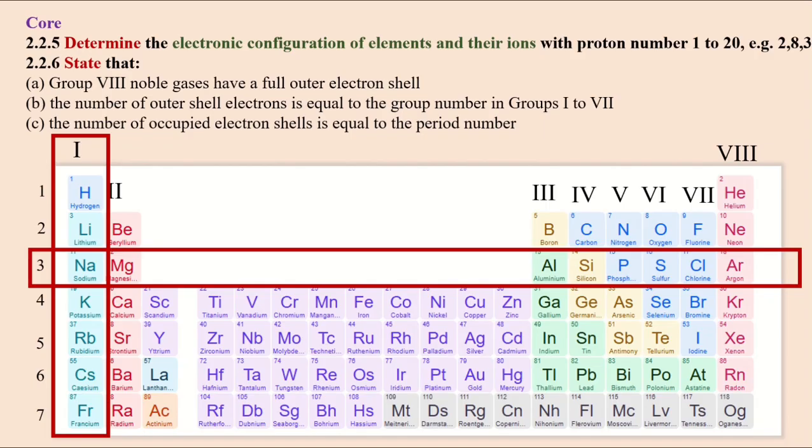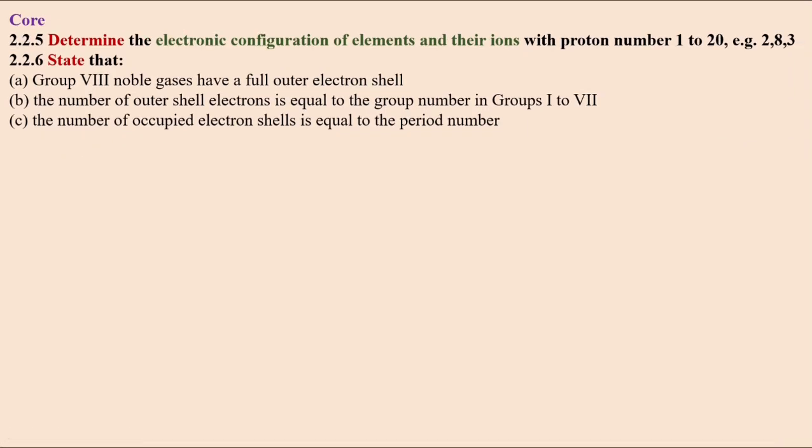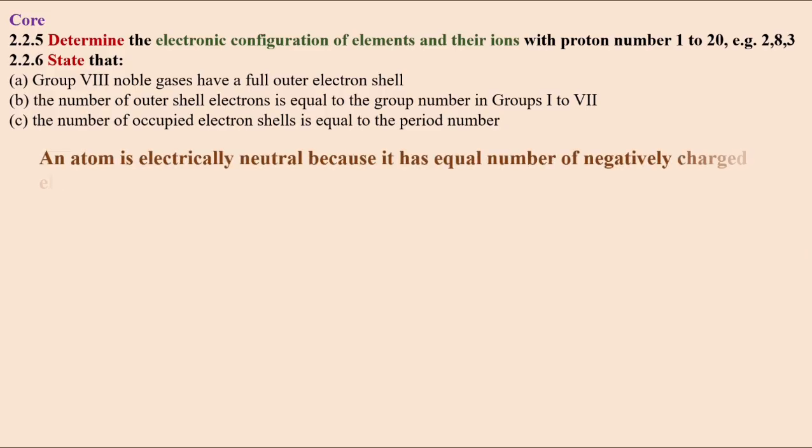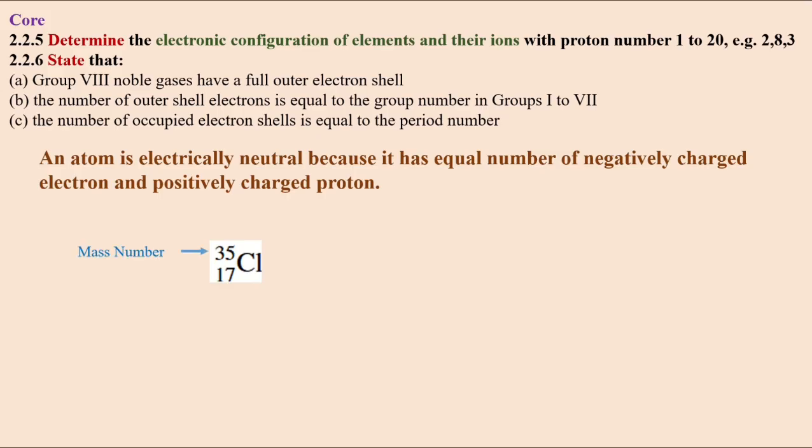Here we have our sodium atom. An atom is electrically neutral because it has an equal number of negatively charged electrons and positively charged protons. Let's look at this example. Fluorine has mass number 35 and atomic number 17.